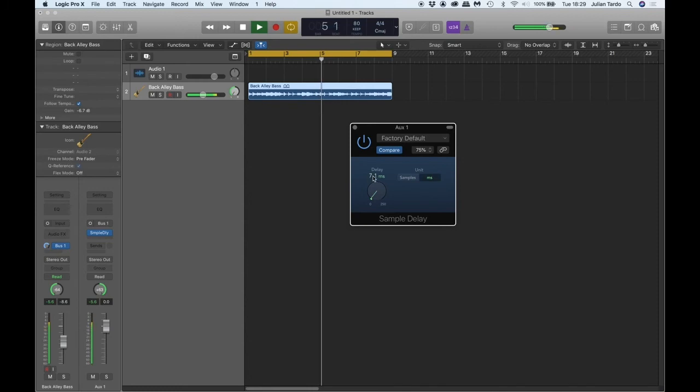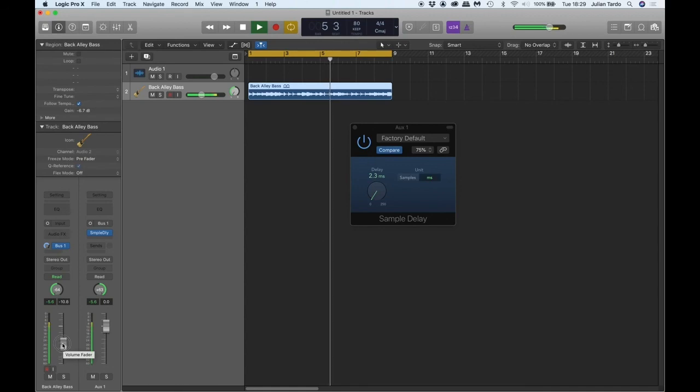But we're working in very, very small numbers here, and the smaller the number, the more subtle and realistic that sense of stereo is going to be. So I would say, you know, stick around this sort of area for most realism. And that's it.